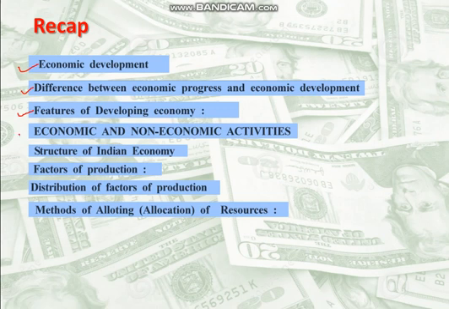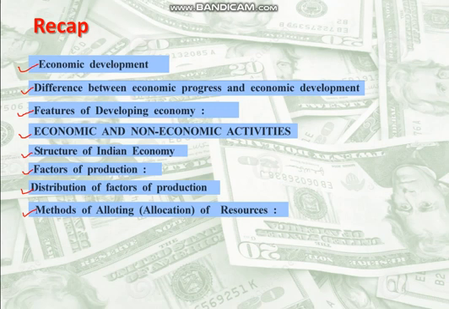Then we had seen what is economic activity and what is non-economic activity. We had seen the structure of the Indian economy: the primary, secondary and tertiary or service sectors of our economy. We had also learned what the factors of production are: land, labor, capital and entrepreneurship. The next topic was distribution of factors of production related to the needs. And the last topic in the previous lecture was methods of allocation of resources.